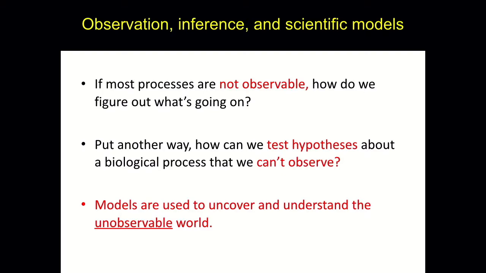Last time we talked about how one of the goals of science is to develop theories, that is, explanations for how the world works. We also talked about how most processes are not observable. So if we can't see something, how on earth do we figure out what's going on? We can put this another way: how can we test hypotheses about a biological process that we can't see? Well, it turns out that scientific models are the key to this paradox, that is, trying to test hypotheses about things that we cannot directly see.